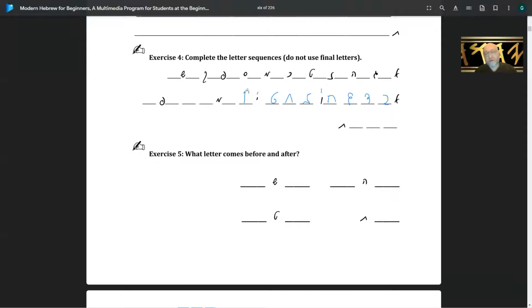Tet, yod. Okay, wait a minute. Nope, lamed's over here. I messed that up. Tet, yod, chaf, lamed, mem. Okay, remember that noon was almost like, I'm trying to remember what that looked like. Aleph, bet, gimel, dalet, hey, vav, zayin, het, tet, yod, chaf, lamed, mem.